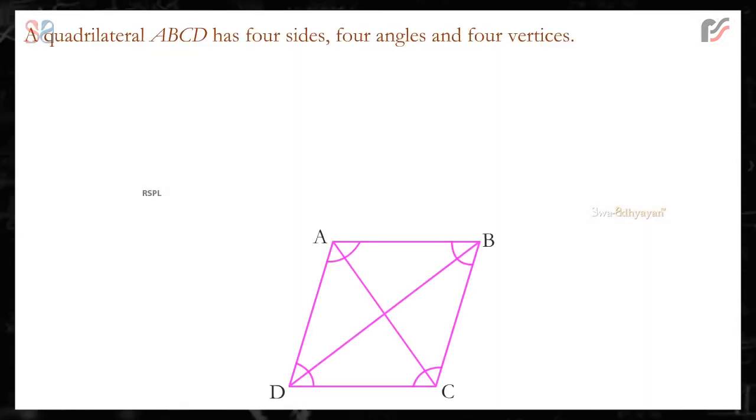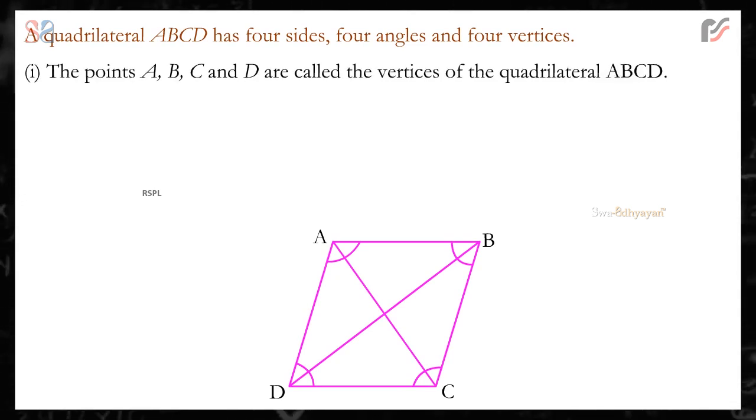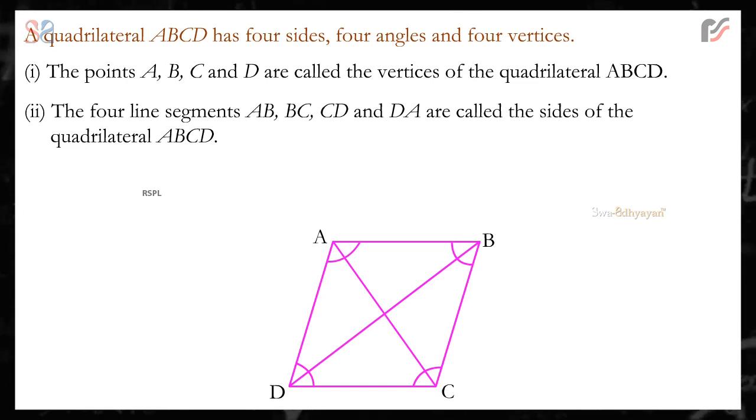Quadrilaterals. A quadrilateral ABCD has 4 sides, 4 angles and 4 vertices. The points A, B, C and D are called the vertices of the quadrilateral ABCD. The 4 line segments AB, BC, CD and DA are called the sides of the quadrilateral ABCD.